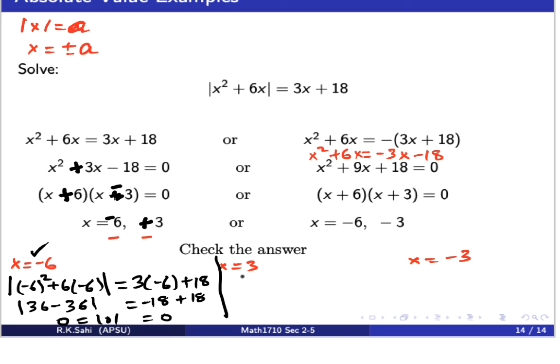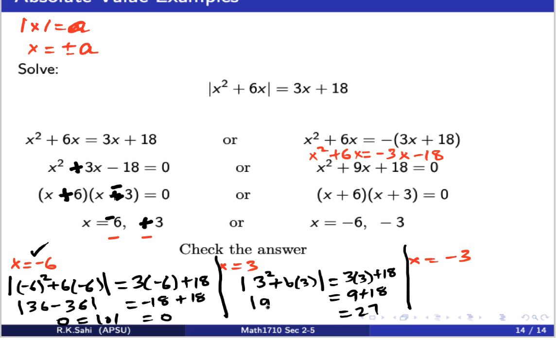Let's look at x equals 3. Now for x equals 3, plug it in the original equation. We get 3 squared plus 6 times 3, closing the absolute value, equals 3 times 3 plus 18. So what are we getting? Here is 9 plus 18, 27 on the right hand side. Left hand side, what are we going to get? 9 plus 18, close the absolute value of 27, which is basically 27. So x equal to 3 is the solution.